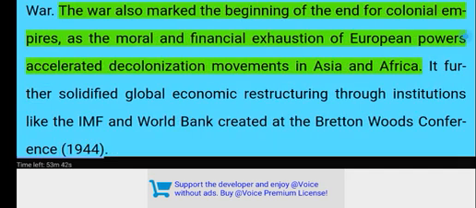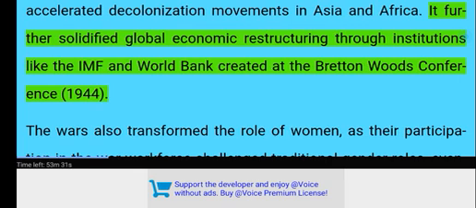The war also marked the beginning of the end for colonial empires, as the moral and financial exhaustion of European powers accelerated decolonization movements in Asia and Africa. It further solidified global economic restructuring through institutions like the IMF and World Bank, created at the Bretton Woods Conference, 1944.